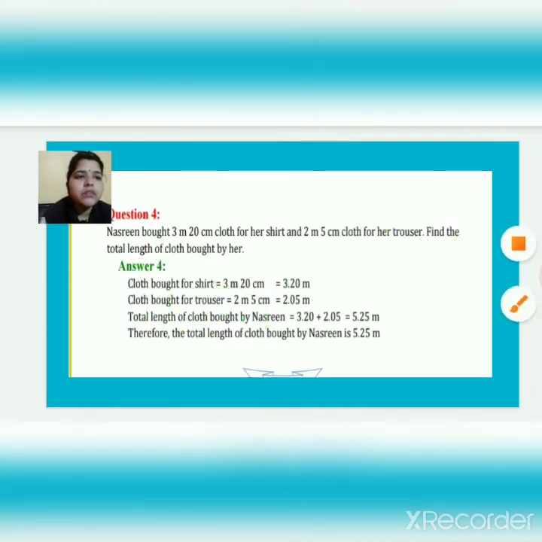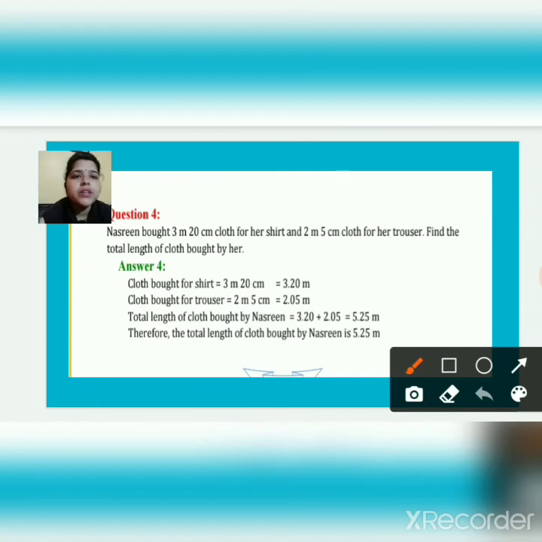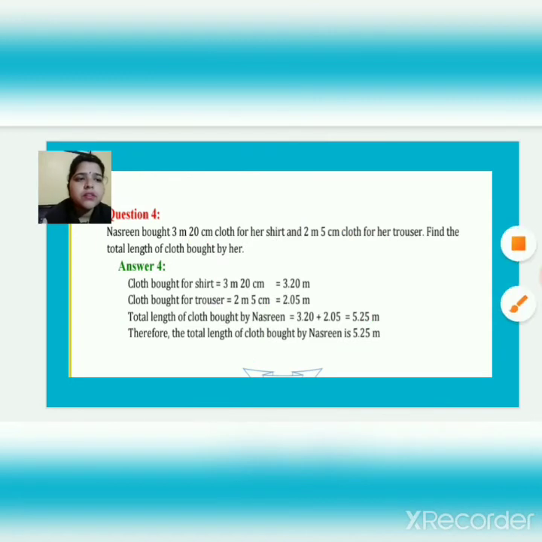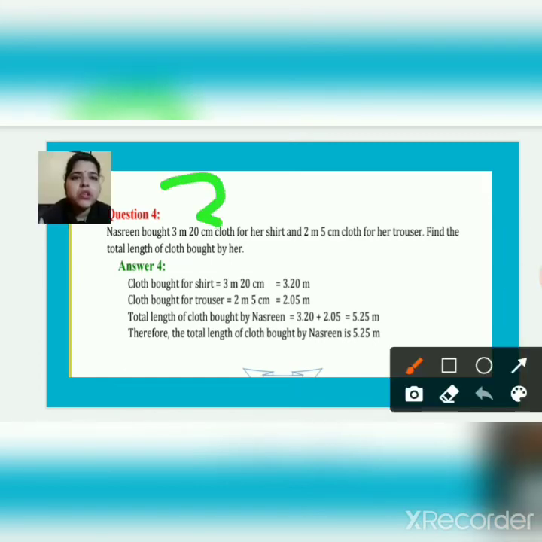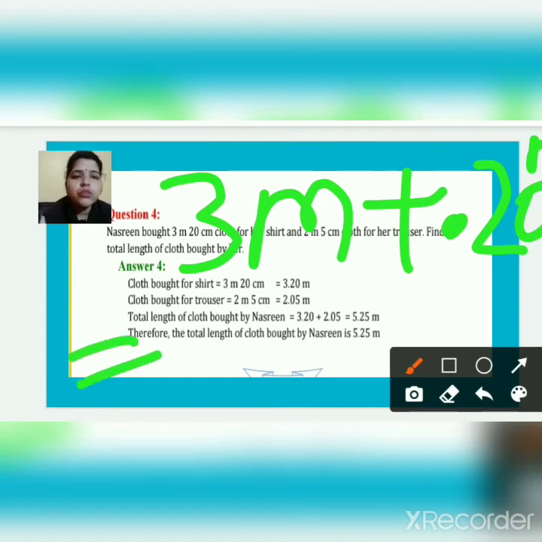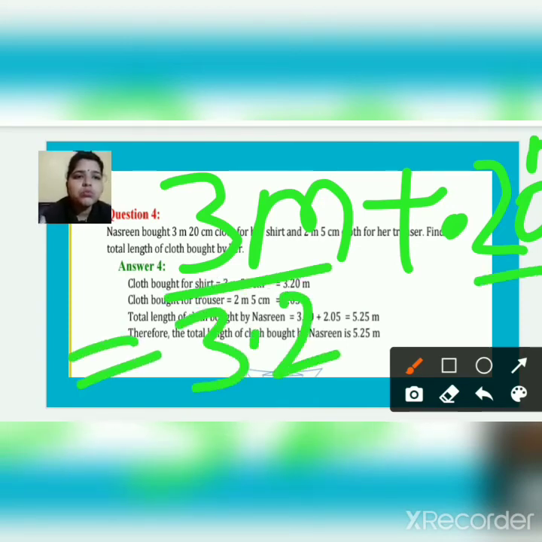So how will you write 1 by 5? When we divide it, what will we get? Just divide 20 by 100. 0 से 0 cancel हो जाएगा, 2 1 2, 2 5 10, and it will be 0.20. So it will become 3 meter plus 0.20 meter. When you add both the numbers, you will get 3.20 meter.